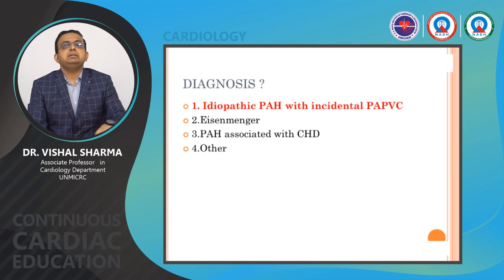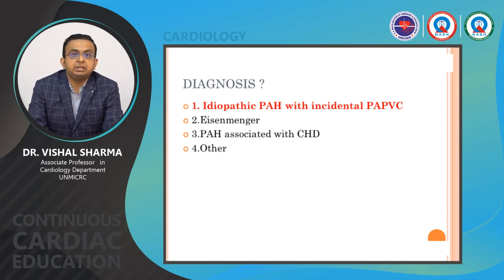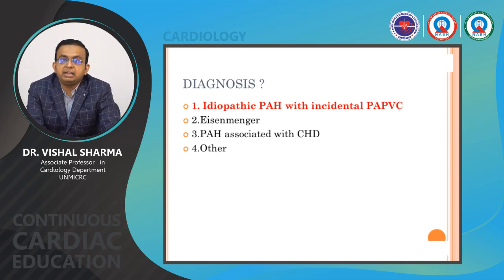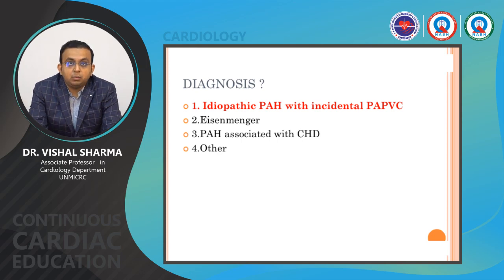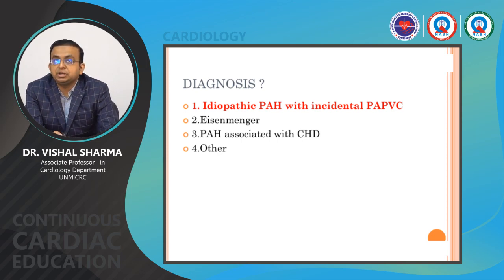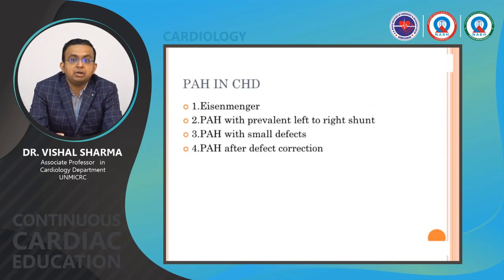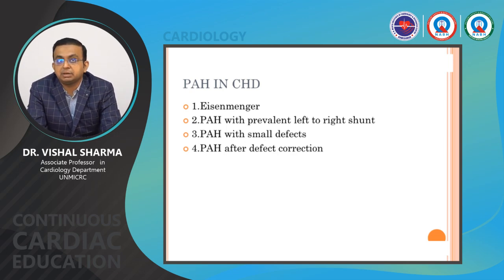So I think the answer to this question is the patient is having idiopathic pulmonary arterial hypertension with incidental finding of PAPVC. Let me tell you that pulmonary arterial hypertension in congenital heart disease can be of just 4 types. So you can have just one of the 4. One is Eisenmenger. So this patient clearly didn't have Eisenmenger, didn't have any features of Eisenmenger.